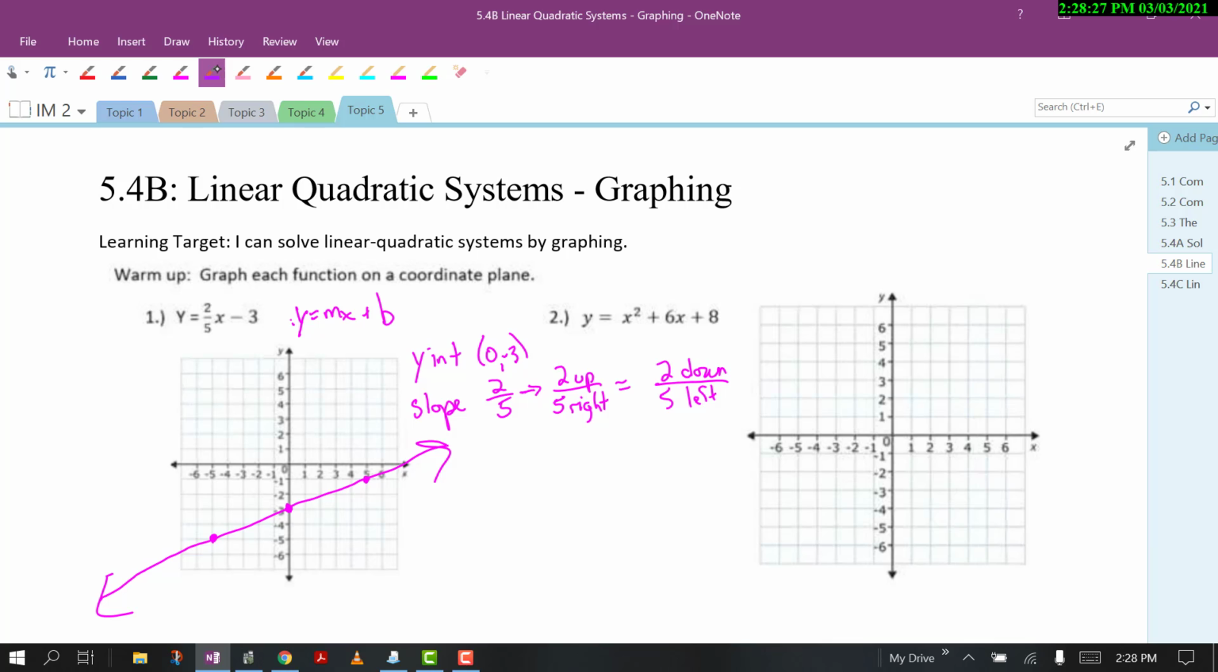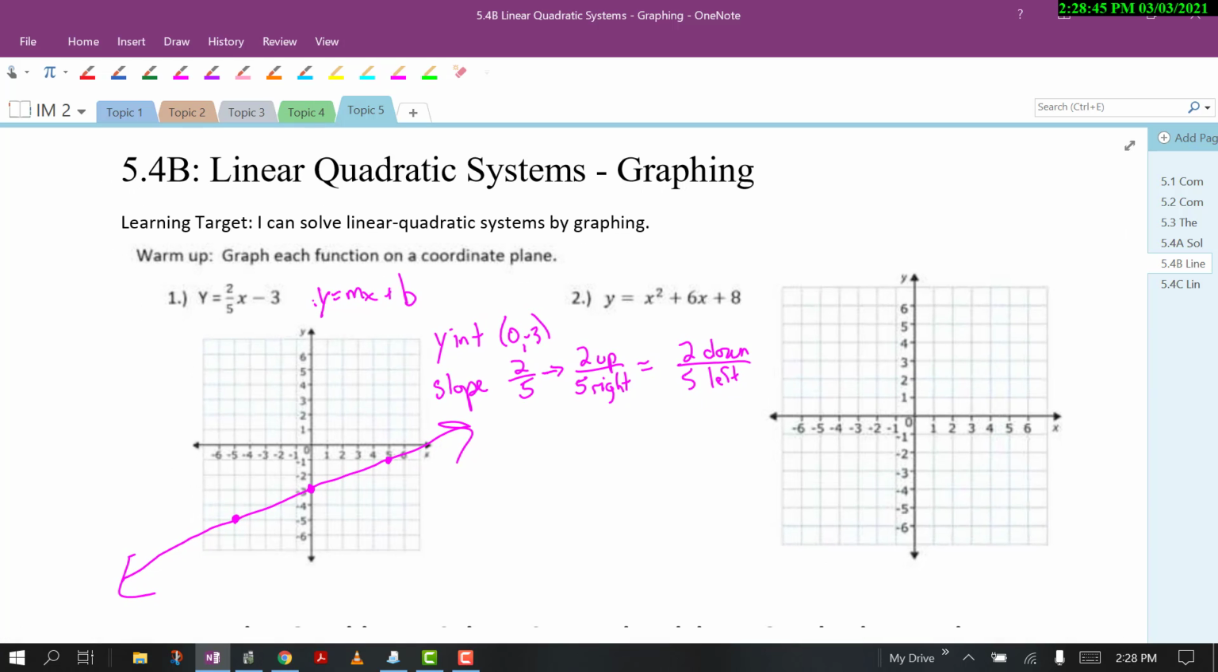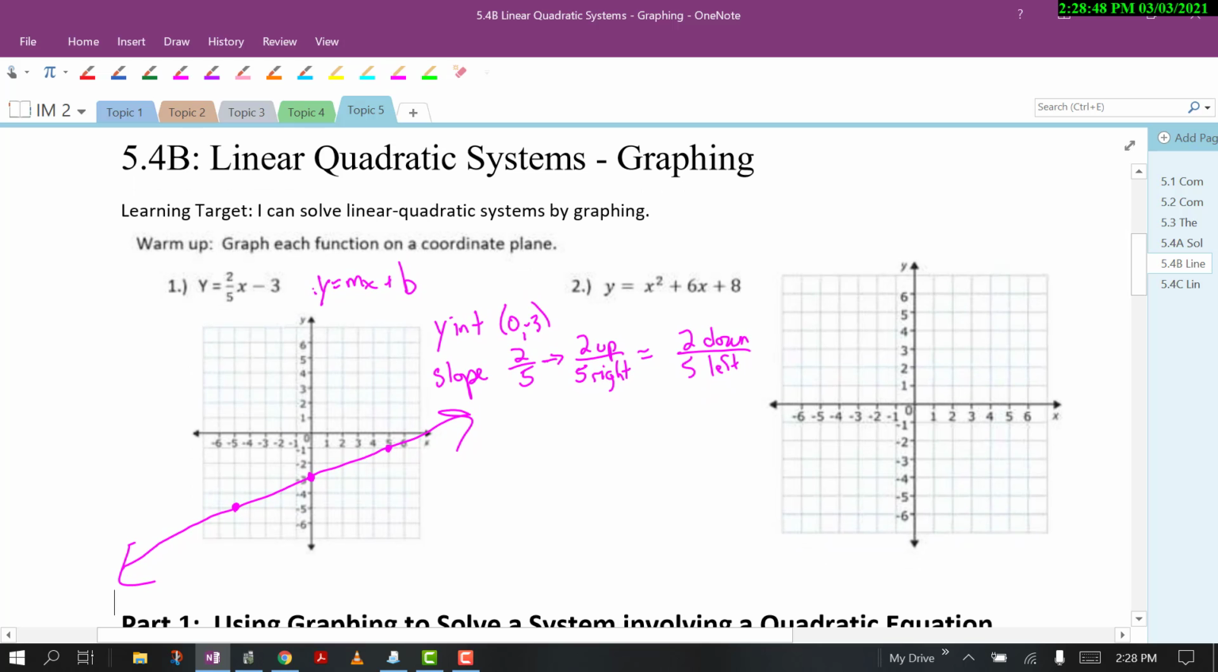Number 2, y equals x squared plus 6x plus 8. Well, we've graphed these by finding the zeros and the y-intercept, and the vertex. So let's find those. So first, let's find the zeros. The zeros are some number, comma 0, where y equals 0. So 0 equals x squared plus 6x plus 8.